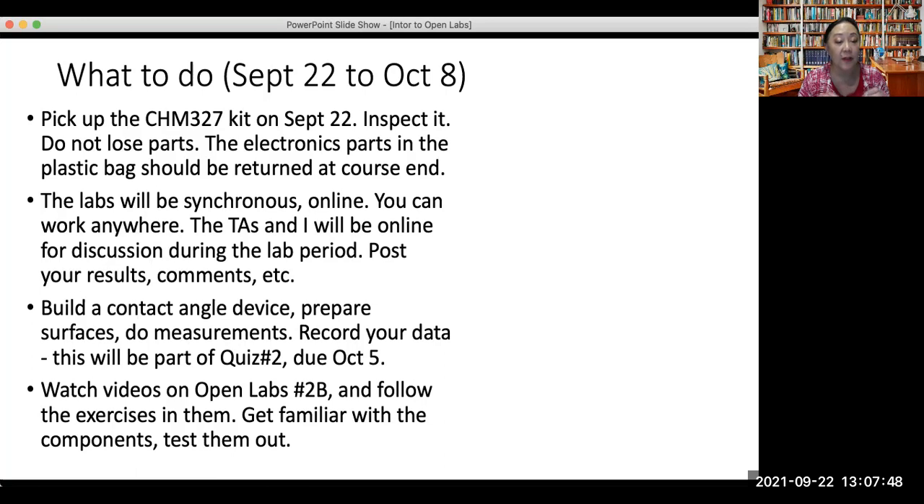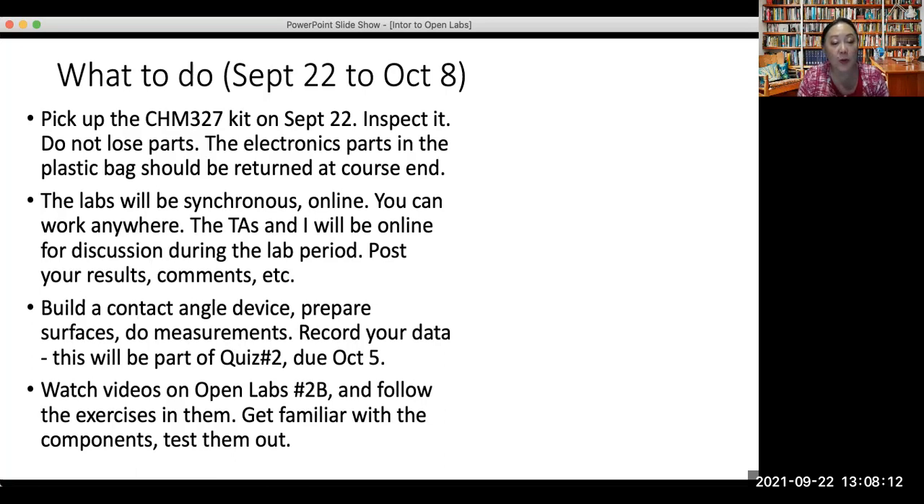Now, the labs will be synchronous but online. So you will not be in in-person labs. You will do work wherever you are. The TAs and I will be online in our Discord server for discussion during that lab period. And we may actually ask you to come and chat with us, or you may just decide to drop in. We will be sitting in our meeting rooms.